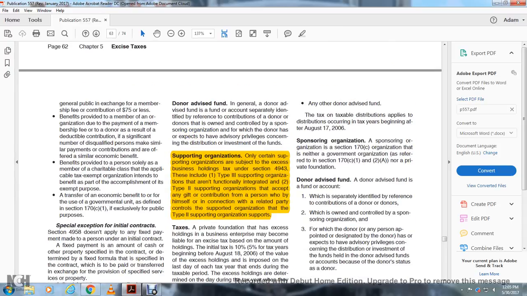Alright, sponsoring organization. A sponsoring organization is an organization described in 170(c) that is neither a governmental organization referred to in 170(c)(1) or (2)(A), nor a private foundation.